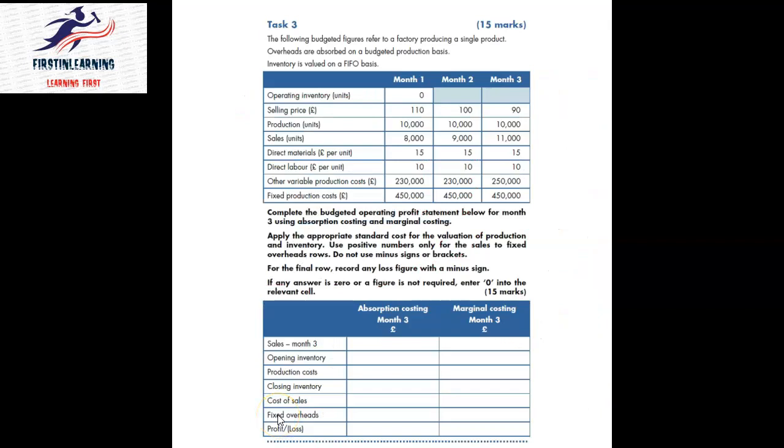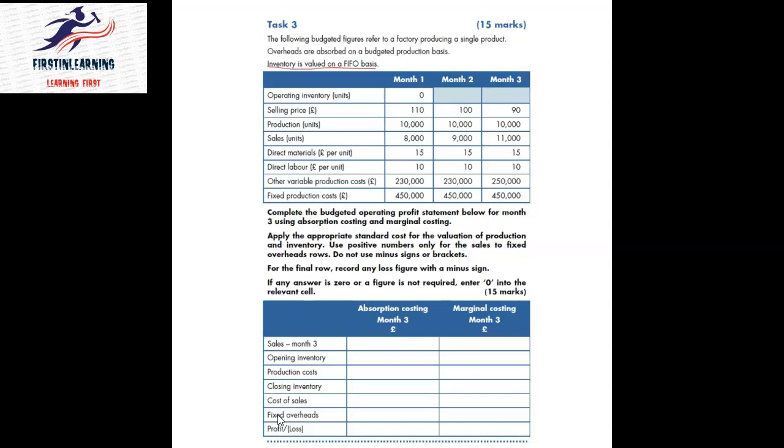In task number 3, we have to calculate the absorption costing and the marginal costing profit statement. The question is saying the inventory is valued on FIFO basis, so that every time if we have opening inventory or if we have a closing inventory, we have to value it by using the FIFO. Let's have a look what is the requirement.